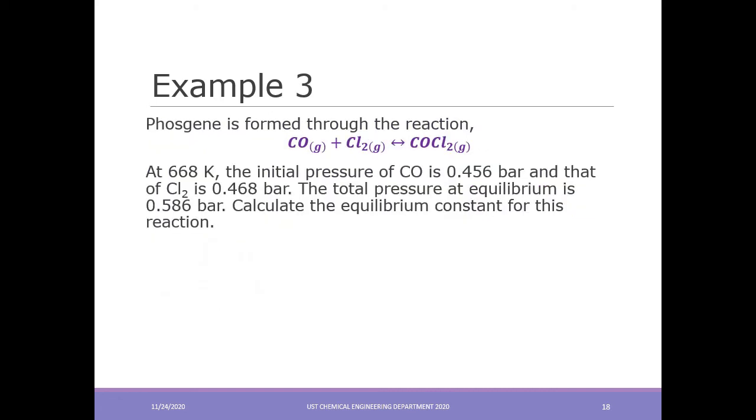Lastly, before we move on to the next part of our discussion, let us consider example 3. Phosgene is formed through the reaction CO plus Cl2 yields COCl2. At 668 Kelvin, the initial pressure of CO is 0.456 bar, and that of chlorine is 0.468 bar. The total pressure at equilibrium is 0.586 bar. Calculate the equilibrium constant for this reaction.